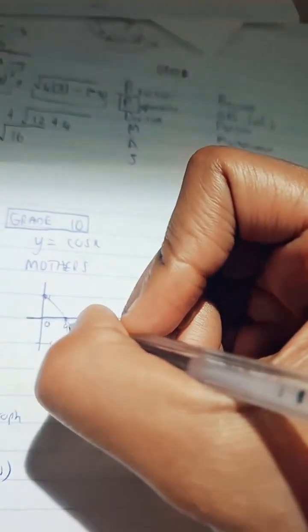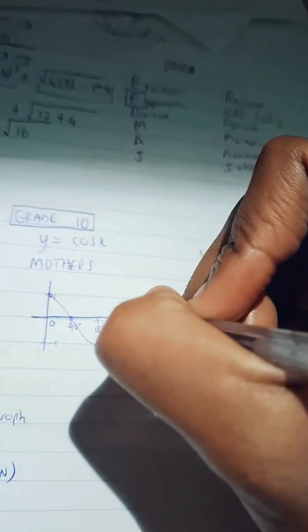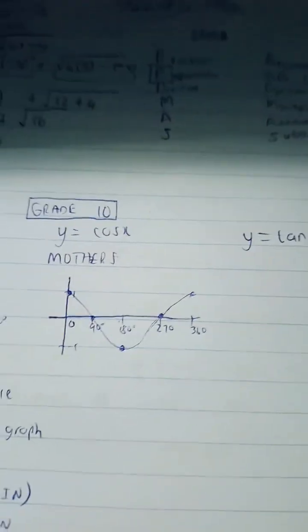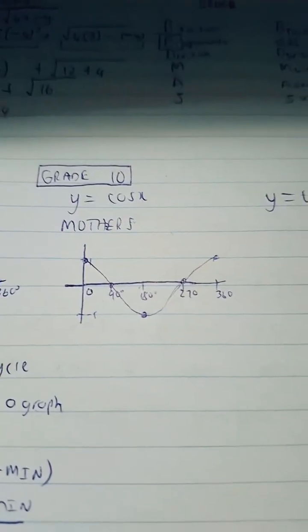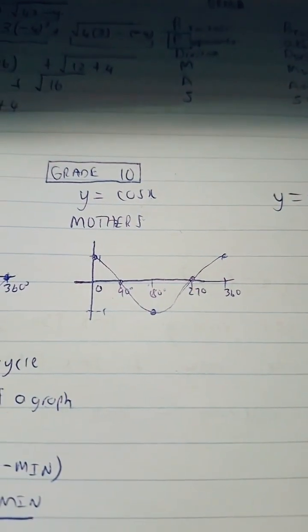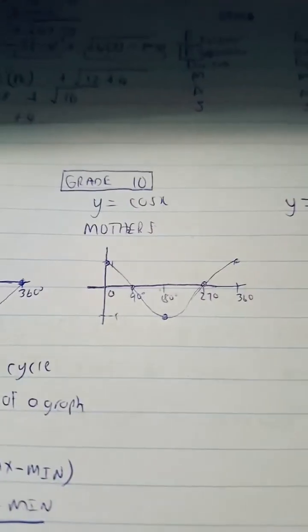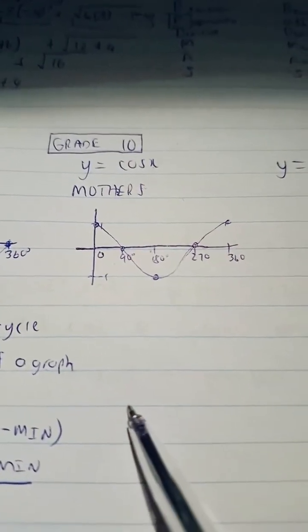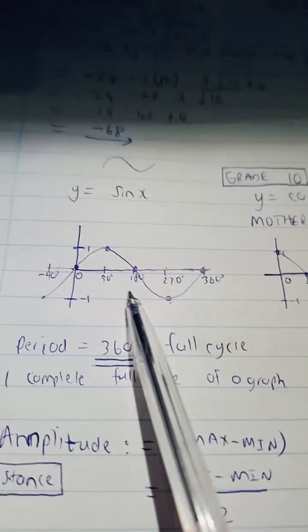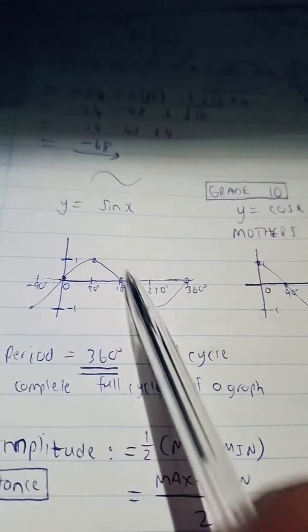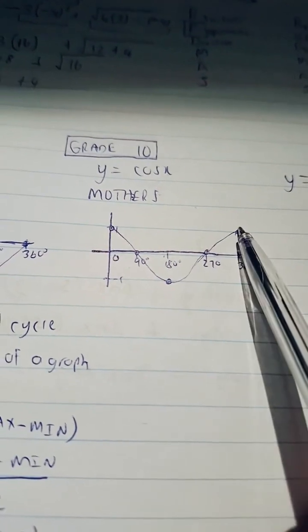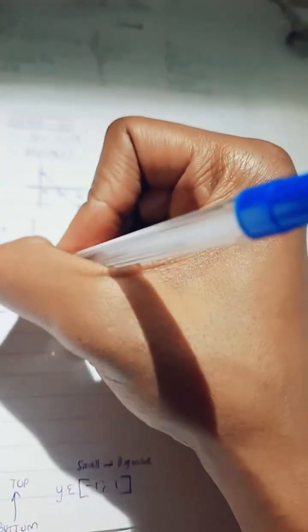So when you sketch, look at that shape. It is shaping up very well. So this is the mother cos graph. This is how mother looks for cos. All right. Look at mother for sine. Very different. Look at mother for cos. Very different. So we are going to ask the same questions.